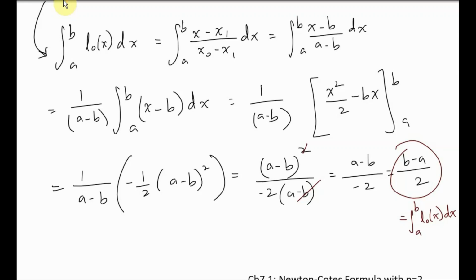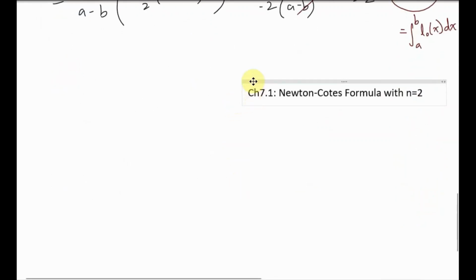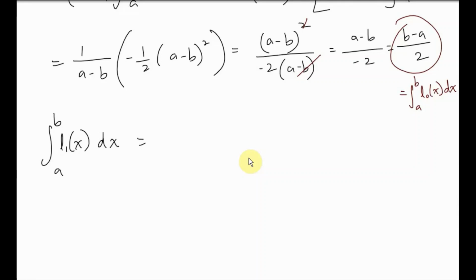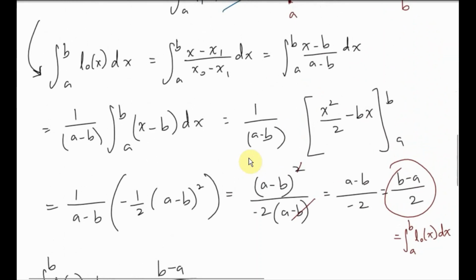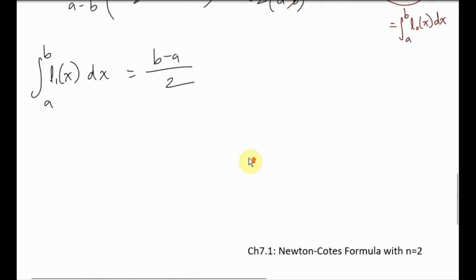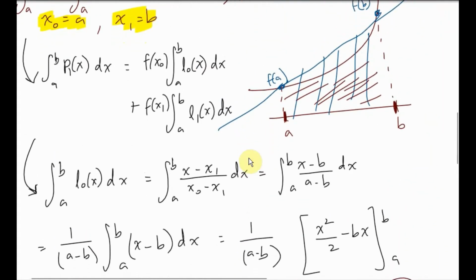Similarly, if we perform the integration of L1 of x over the interval a to b, then we're also going to end up with b minus a divided by 2. If we follow the steps of this math, we're going to end up with b minus a divided by 2 as well. Okay, so let's come back to the original p1 of x integration.